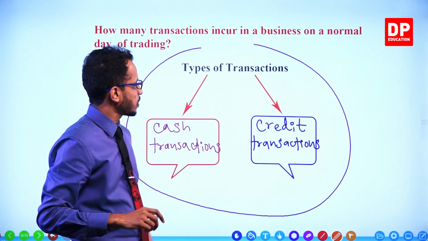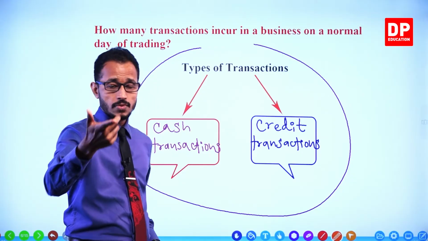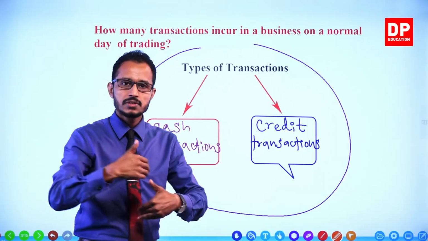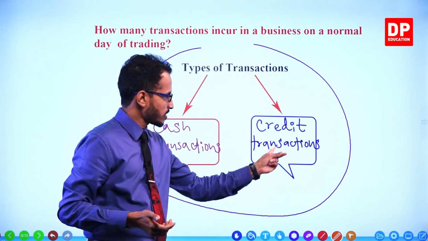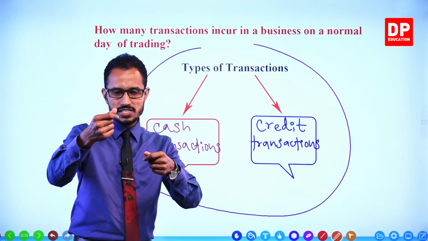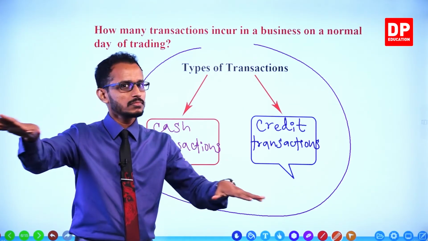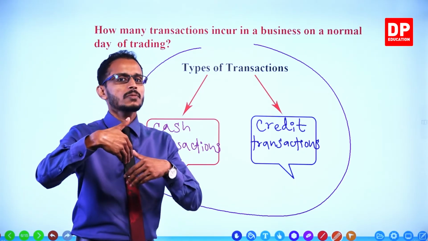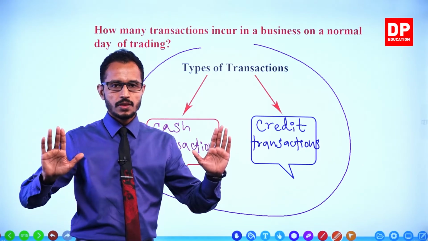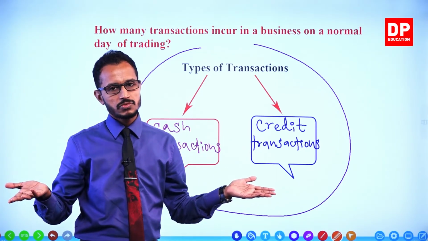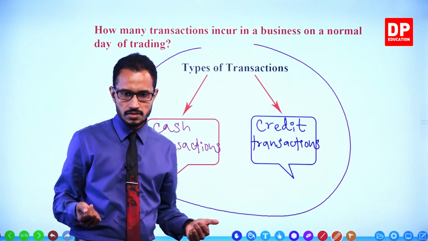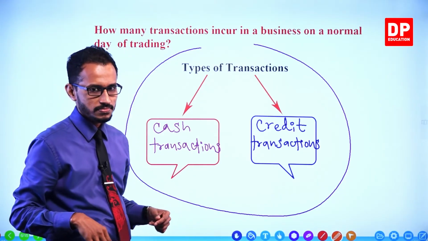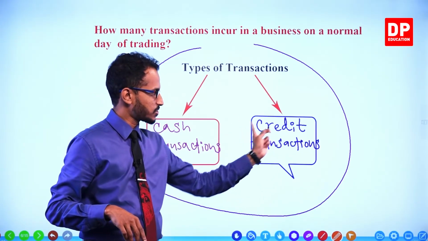Cash transactions are those which happen in cash, I mean, when the cash is then and there paid or received. Credit transactions mean the cash or the value is not paid then and there. The transaction has happened, but you have not paid, or the business has not received cash yet. Those are called credit transactions.